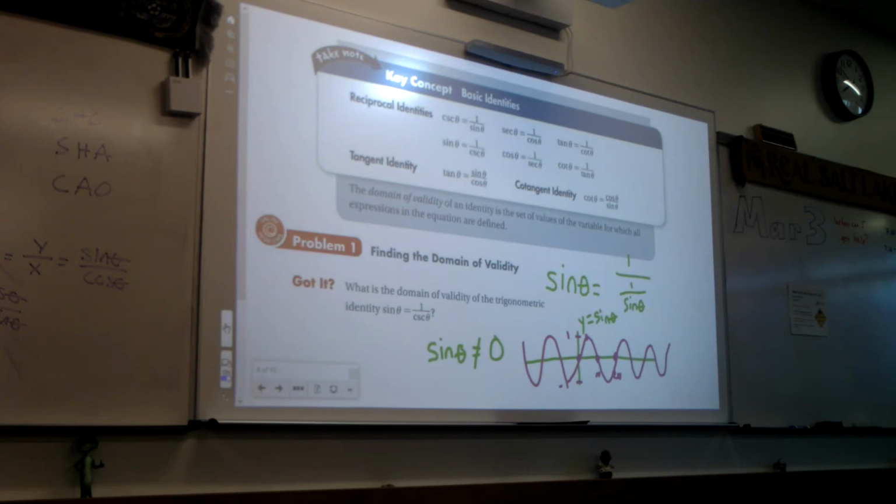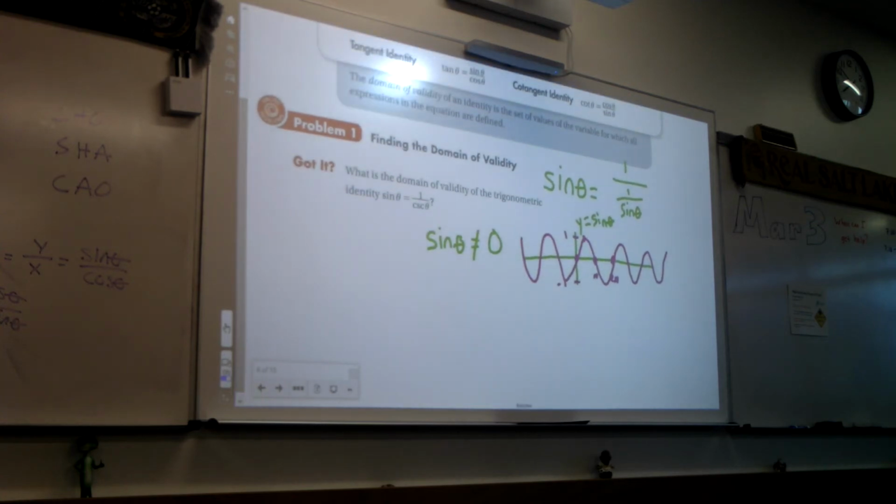So remember, our whole goal here is to find what's called the domain of validity. That's basically us saying, what can theta not be? Kind of like earlier where we said x can't be 0, x cannot be negative 2 or negative 1. Here we're going to say what theta cannot be. Well, what values of theta make sine become 0? You said multiples of pi, right? So I'm going to say this. Theta cannot equal n pi, where n is any integer.